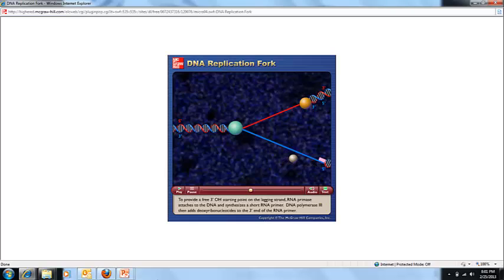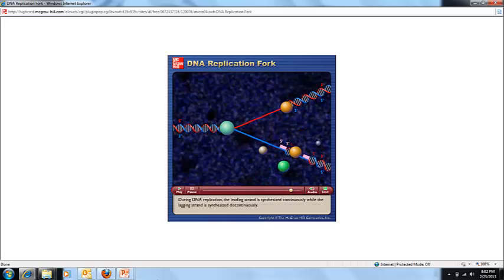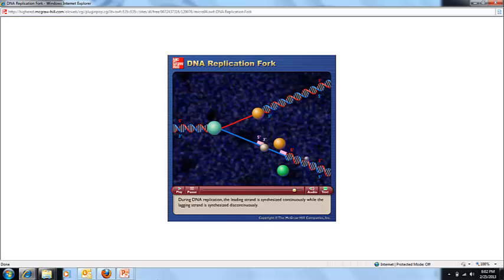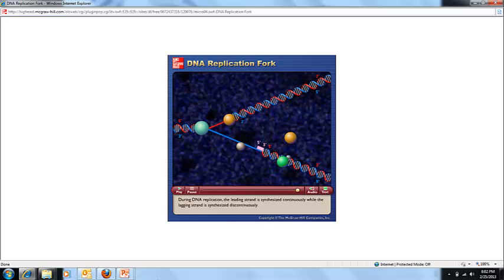To provide a free 3' OH starting point on the lagging strand, RNA primase attaches to the DNA and synthesizes a short RNA primer. DNA polymerase III then adds deoxyribonucleotides to the 3' end of the RNA primer. DNA polymerase I replaces DNA polymerase III, removes the RNA, and replaces it with DNA. Finally, the enzyme DNA ligase forms a phosphodiester bond between the 3' OH of the growing strand and the 5' phosphate in front of it. During DNA replication, the leading strand is synthesized continuously, while the lagging strand is synthesized discontinuously.